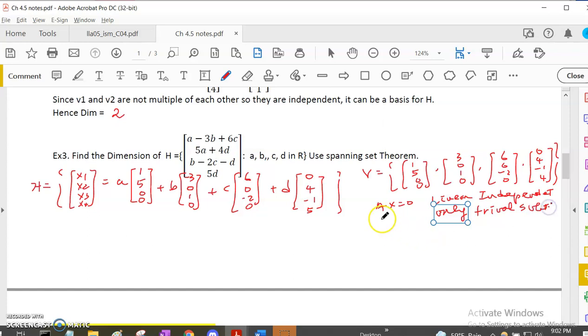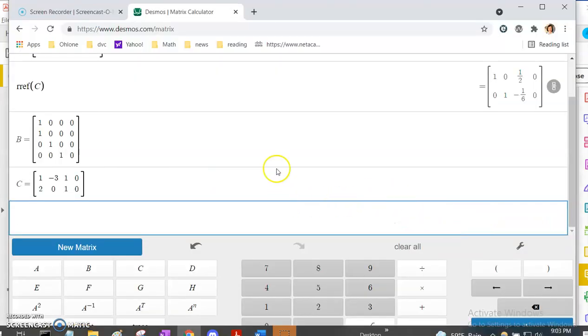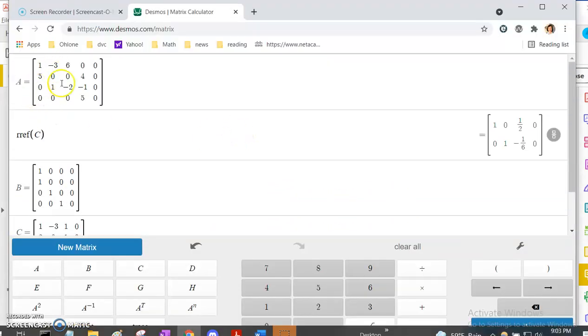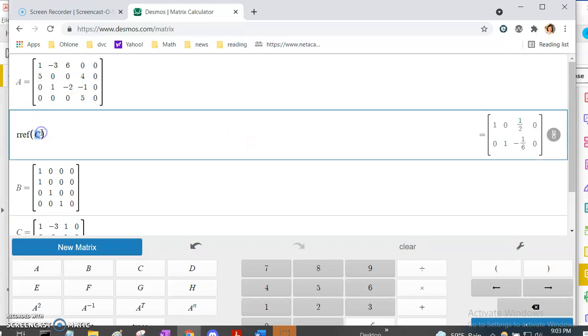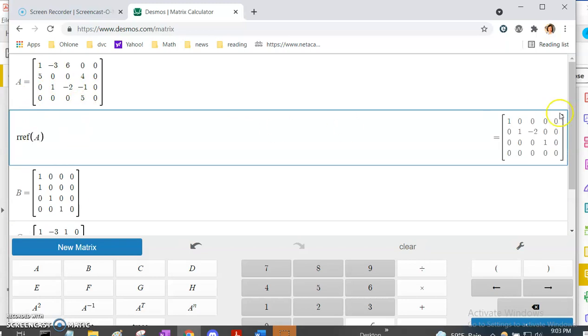So we would just do RREF, right? Do the RREF of 1, 5, 0, 0, 3, 0, 1, 0, 6, 0, -2, 0, 0, 4, -1, 5, using the decimal calculator. I did it earlier, the beginning 1500 all this. So if I do A, I will see that it is not an identity matrix.